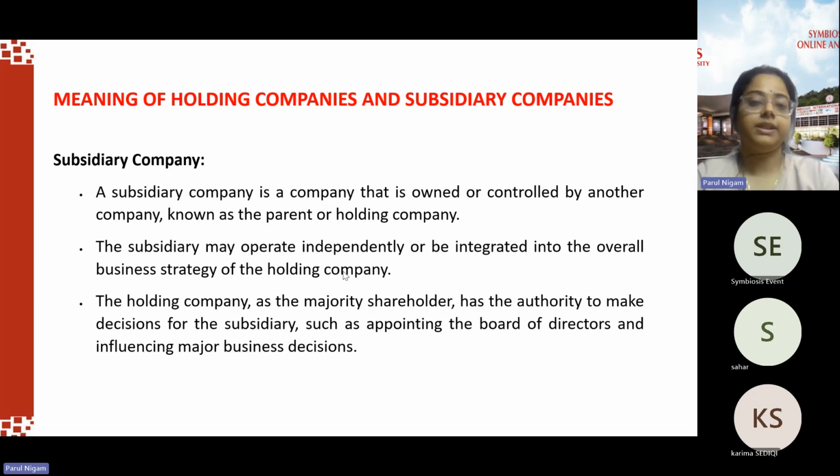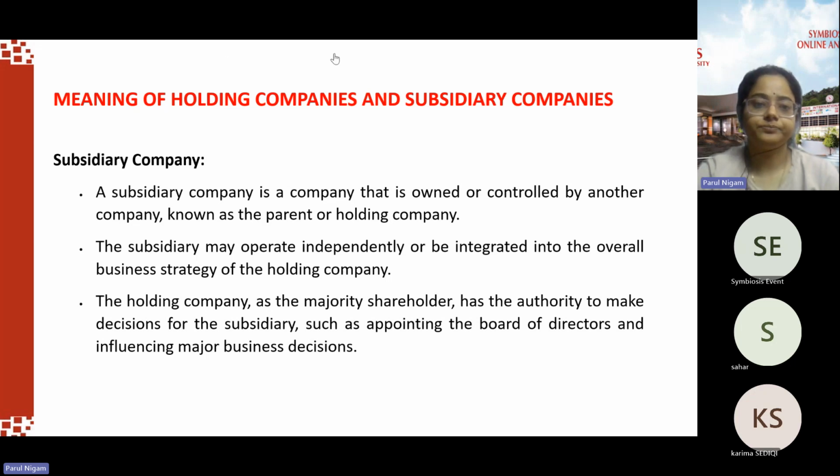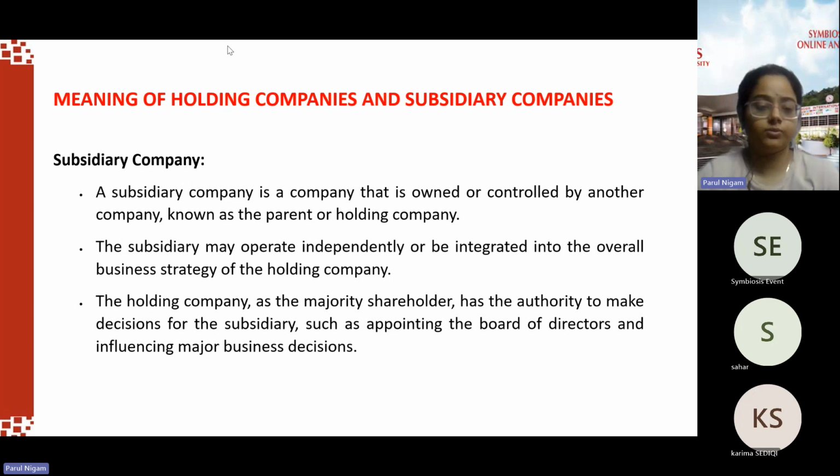Then we have the subsidiary company. A company is considered a subsidiary company if another company holds more than 50% of its equity share capital, or controls its board of directors. So that is the scenario for what a subsidiary company is. A company is considered a subsidiary if another company holds more than 50% of its equity share capital.